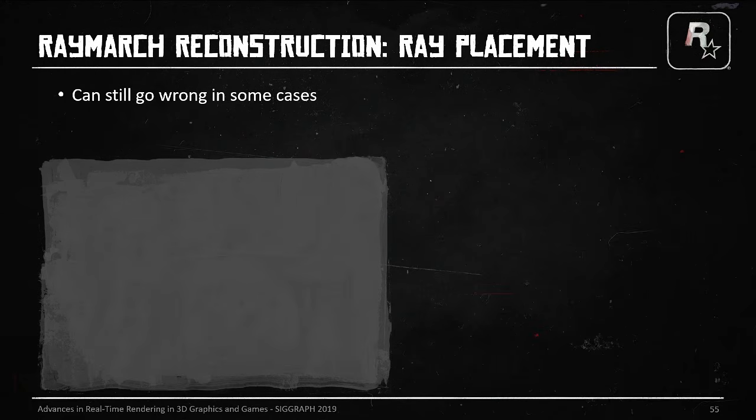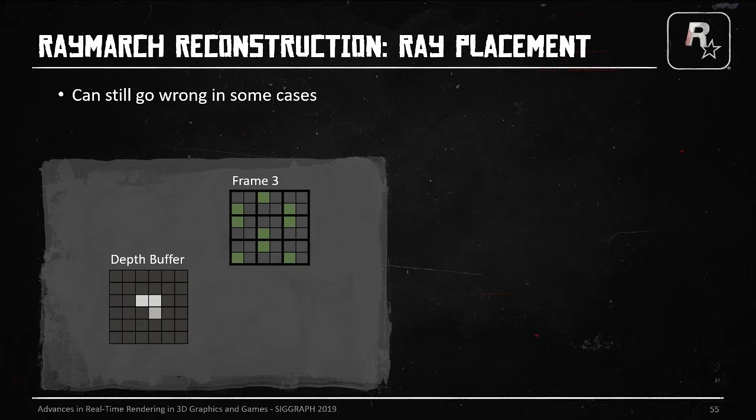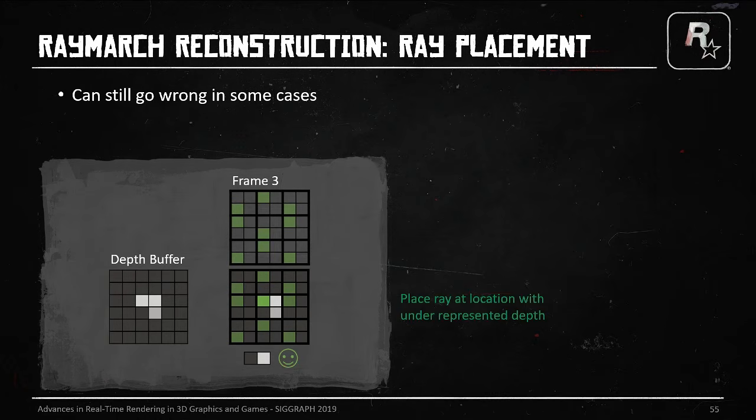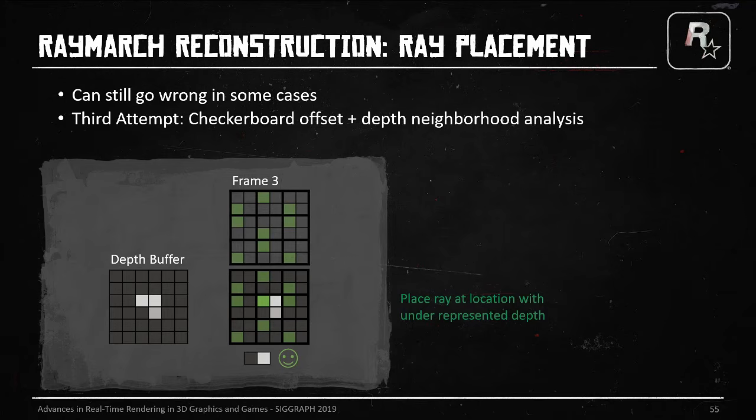So yes, it can still go wrong, of course. If we look at this example, for instance, in frame 3, then we are now only casting short rays, so nothing to fill in these gaps. What we have to do is move it to a long ray, which then is used to fill in the neighbors. And we do this in the third attempt by using the checkerboarded offset from before, but with a depth neighborhood analysis on top.